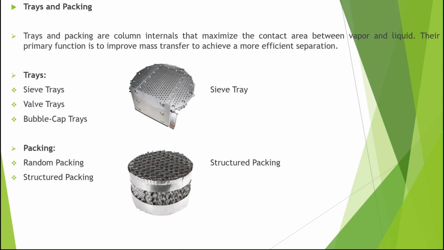Trays and packing. Trays and packing are internal elements used to form contact between vapor and liquid. Trays allow vapor to bubble through the liquid. Common trays are sieve trays, valve trays, and bubble cap trays. Packing provides a large surface area for mass transfer. It can be random packing or structured packing.